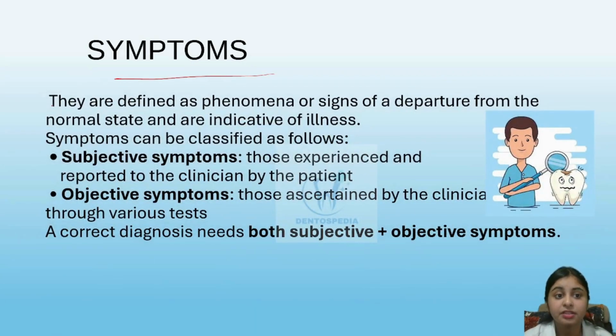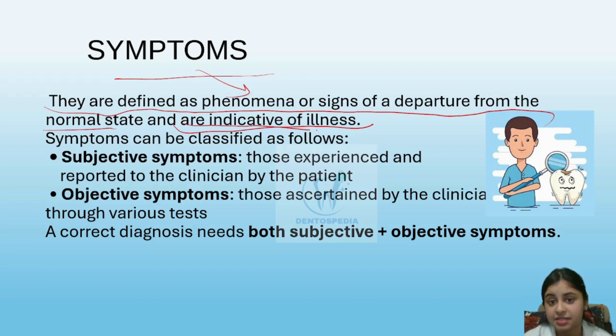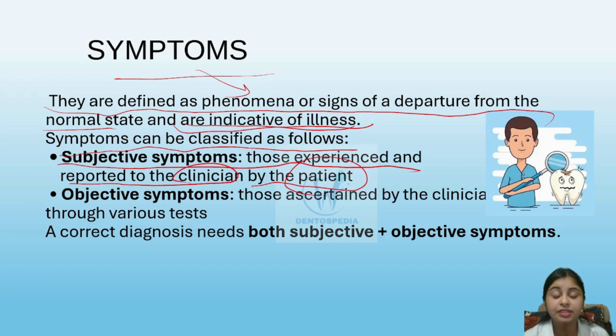Coming to symptoms, they are defined as phenomena or signs of departure from the normal state, and they are indicative of illness. So these symptoms are classified as follows. First is the subjective symptoms. These are the symptoms experienced and reported to the clinician by the patient. So these are the symptoms complained of by the patient to the clinician. Subjective symptoms are also known as signs. So we can say signs or subjective symptoms.